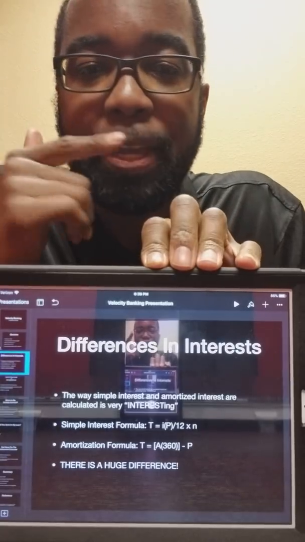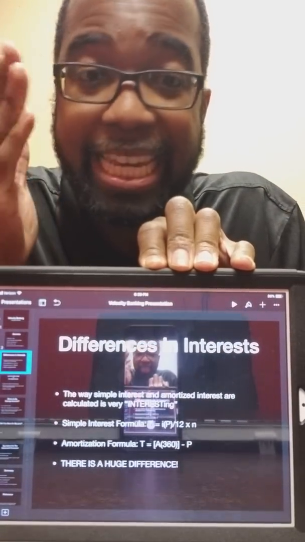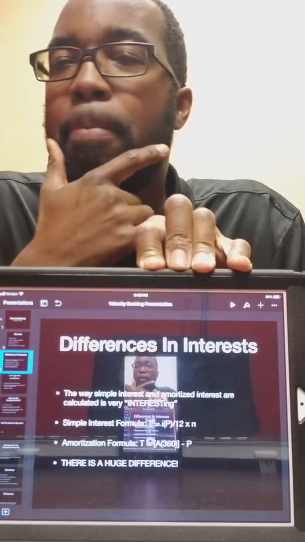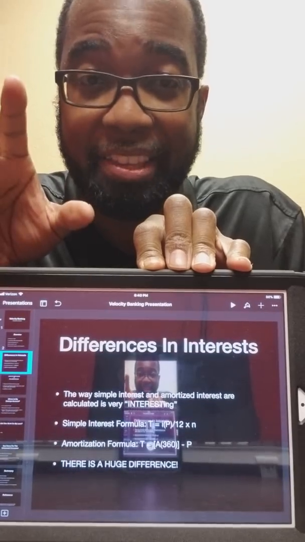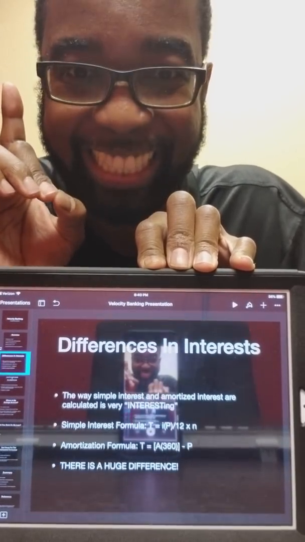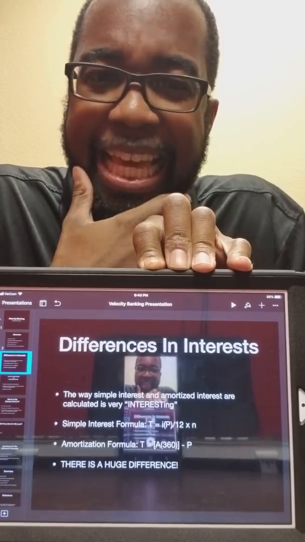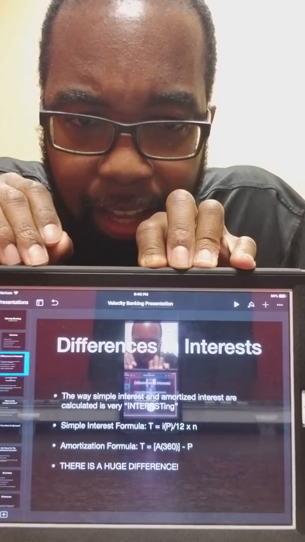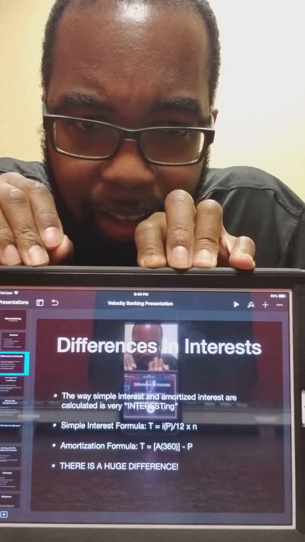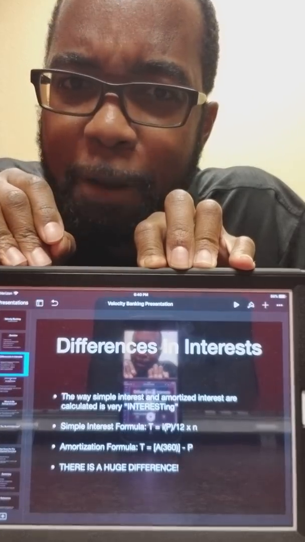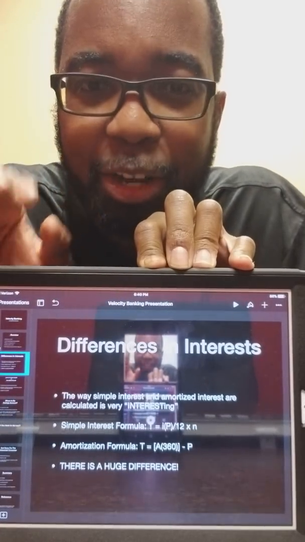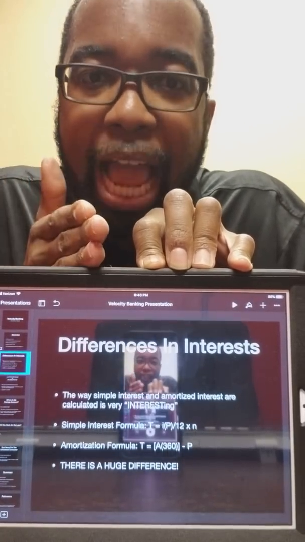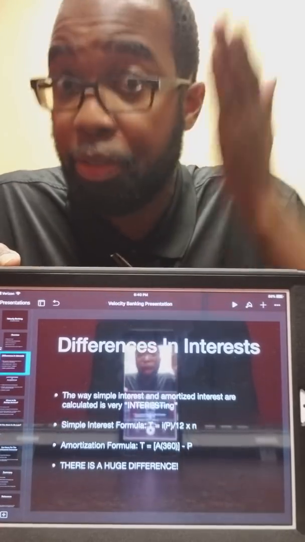Now, I want to show you that there are differences in interest. There's a difference between simple interest and amortized interest. And you could say that the differences are interesting, right? One of the differences is the formulas. I have the formula right here for simple interest. It's T equals I times P times 12 times N. And don't worry, we're not going to go through that. We just want to show you that there are differences between amortized and simple interest. There are some people that think that they are the same thing, but they're not.